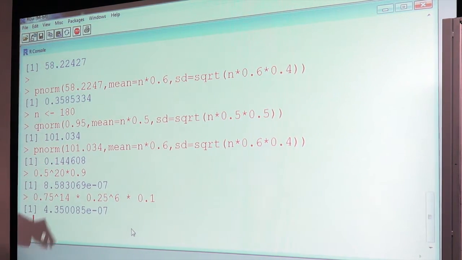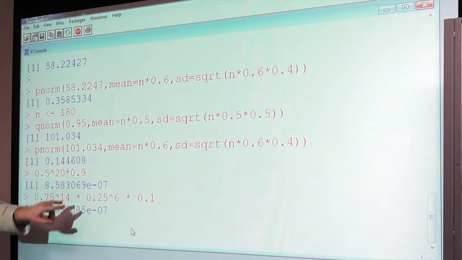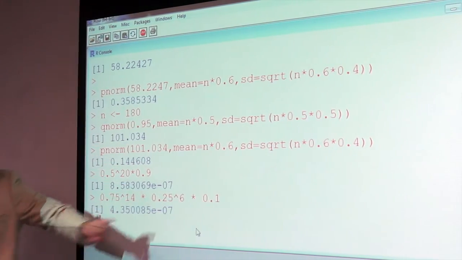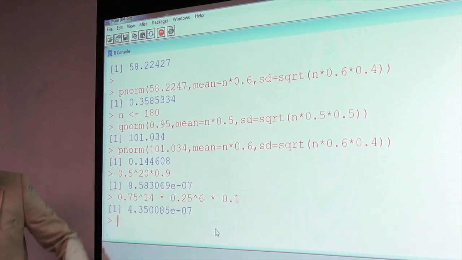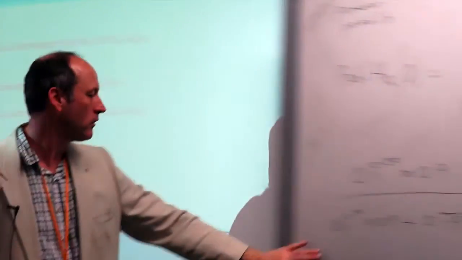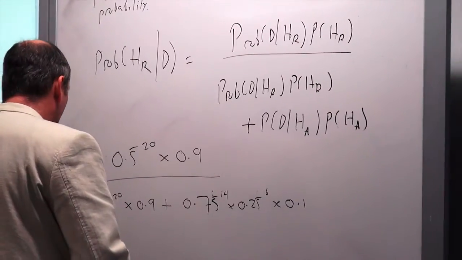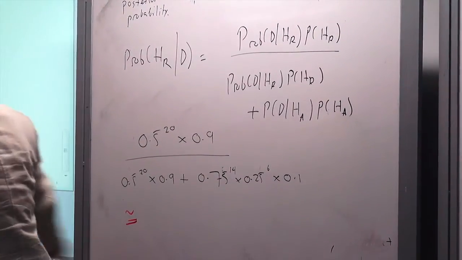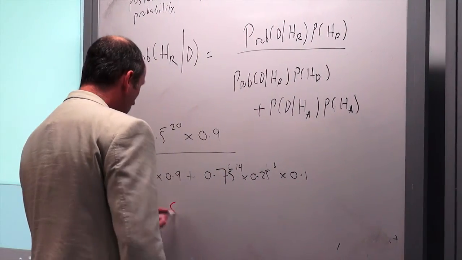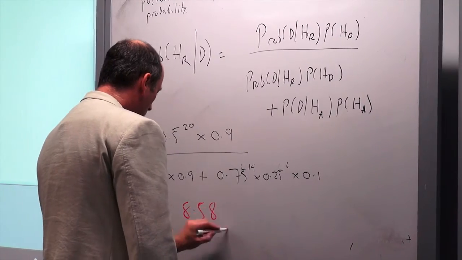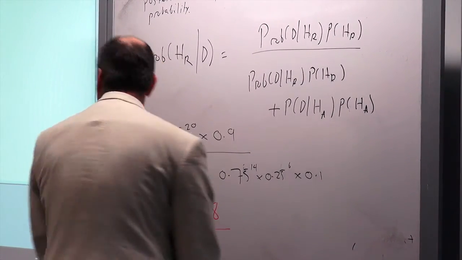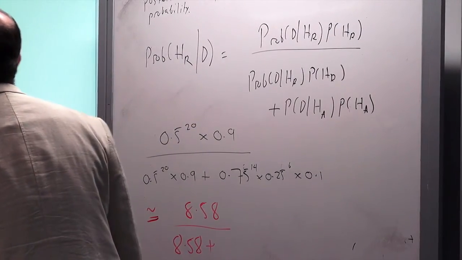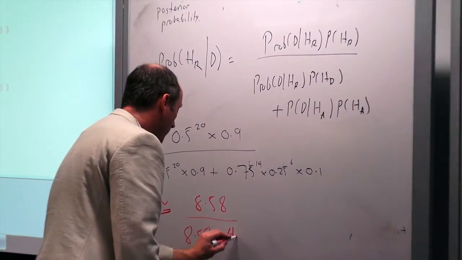All those are those numbers there. And I'm just going to plug them in. And I'm going to cancel, before I even start, this times 10 to the minus 7 from the top and the bottom. All right? Equals approximately, because I'll lose all the decimal places, 8.58 over 8.58 plus 4.35.